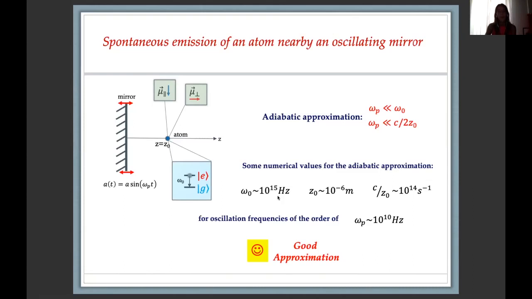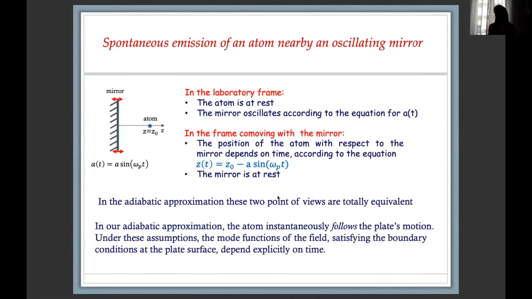In general, how can we model our system? We can adopt two different points of view to describe our system. For example, we can choose the laboratory frame. In this laboratory frame, the atom is at rest, and the mirror oscillates according to the equation for the mirror position. In the frame comoving with the mirror, the mirror is at rest, and the position of the atom with respect to the mirror depends on time according to the equation for z of t as given by this expression. Obviously, in the adiabatic approximation, these two points of view are totally equivalent. And for convenience, we adopt the second point of view.